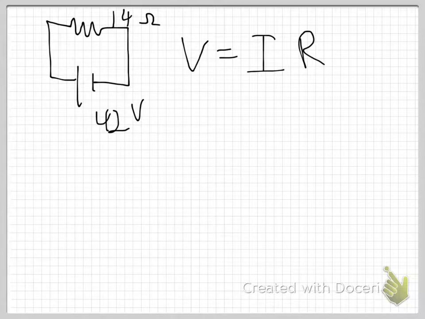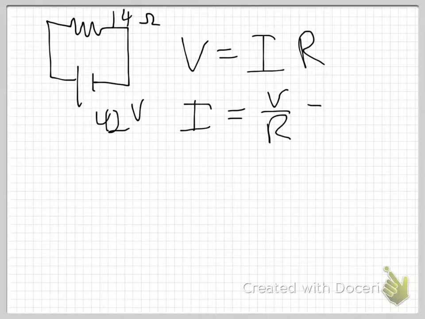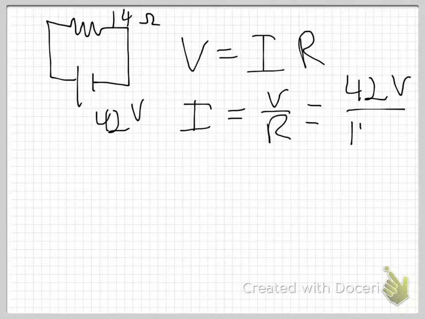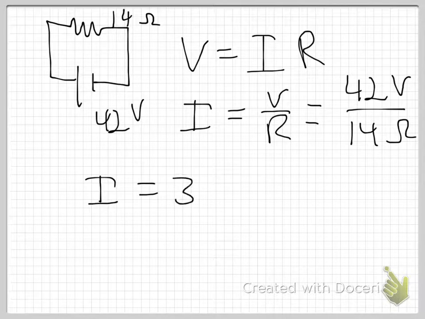That's okay. So to find out the current here, I just solve for I, which is equal to V over R. In this case, that is 42 volts over 14 ohms. And if I do the math correctly on that, I get that my current is 3 amps, or 3 amperes, right? A volt divided by an ohm yields an ampere, or an amp for short. So that is the current through this resistor.